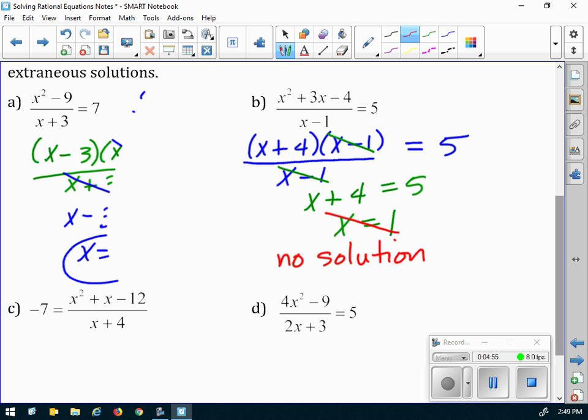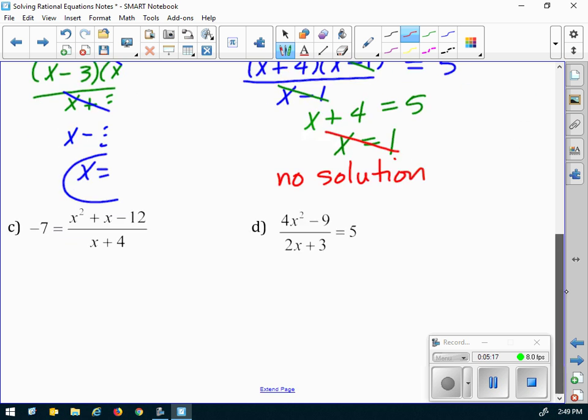if you let x equal 1, 1 squared is 1, plus 3 times 1, minus 4 divided by 1 minus 1. That's 0 over 0. That does not equal 5. Don't even start with me. Well, fine. 1 doesn't equal 5. Okay.